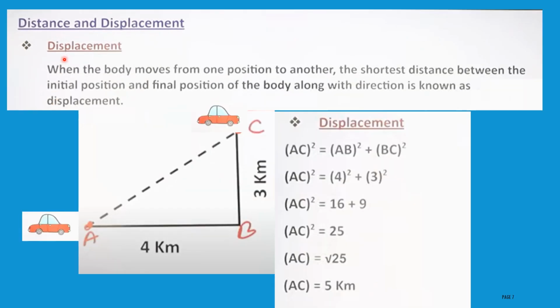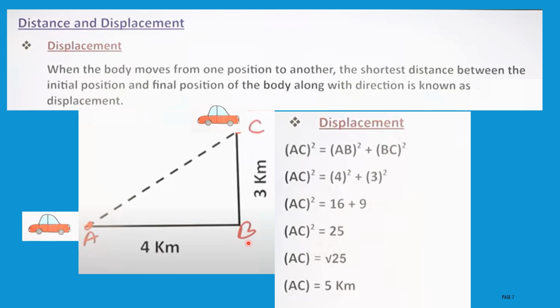Let us discuss in detail displacement. When a body moves from one position to another, the shortest distance between the initial position and final position of the body, along with the direction, is known as displacement. Here consider the motion of the car. A is the initial position of the car. At point A, the car starts its journey. After covering 4 kilometers, it reaches point B.